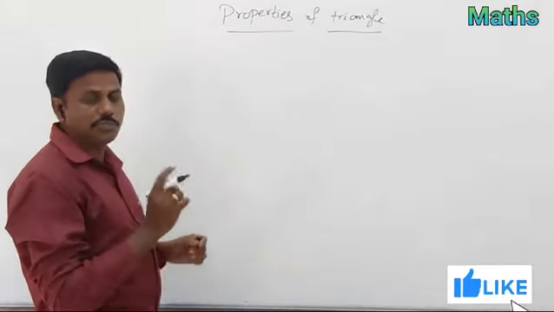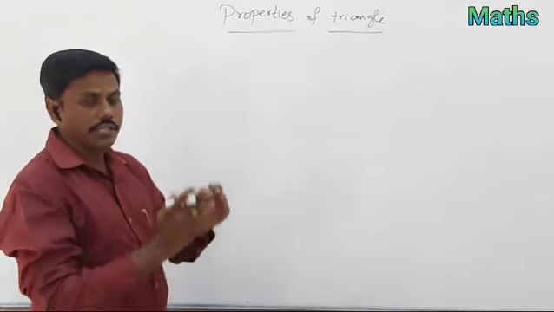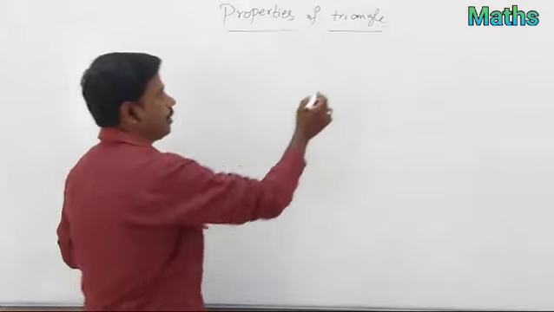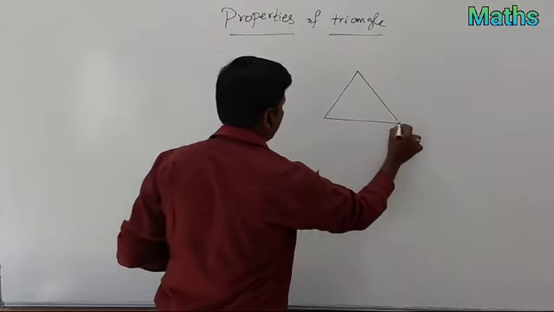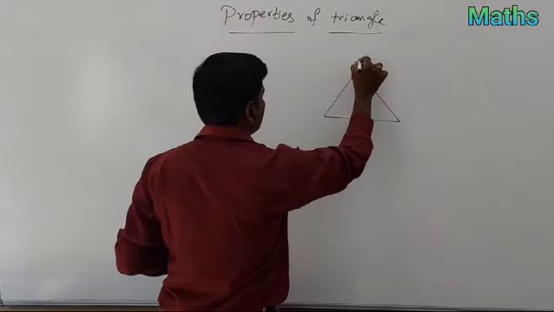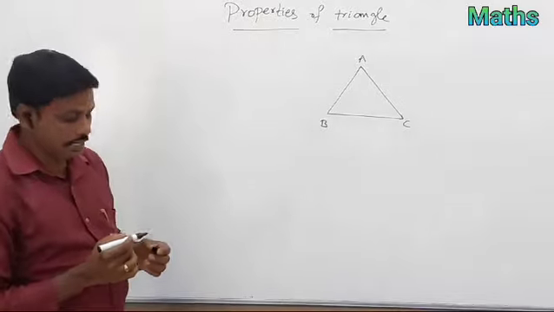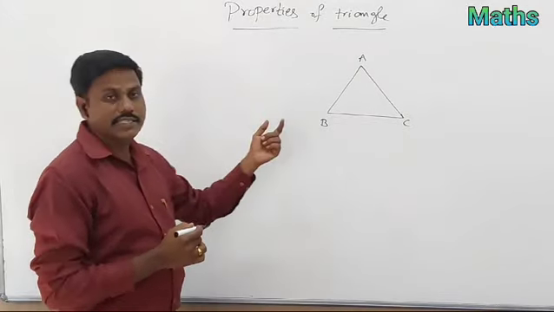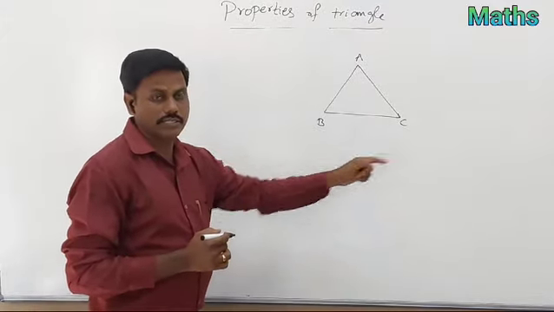A triangle is a simple closed figure formed by three-line segments. Otherwise, a polygon made up of three-line segments is called a triangle. Triangle ABC. What are the elements in the triangle? Three sides and three angles: AB, BC, and AC.